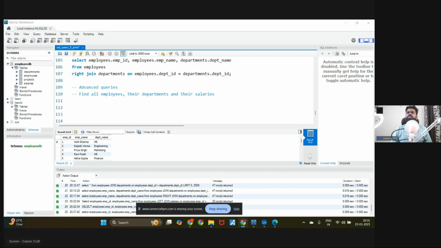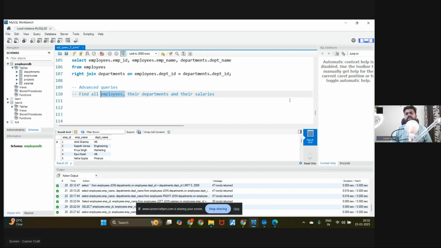Remember, in this type of situation, left and inner can both be used, but preferably use left join here, because we need to find all employees, their department and the salary. So your base table is employee, based on left. Keep doing it.